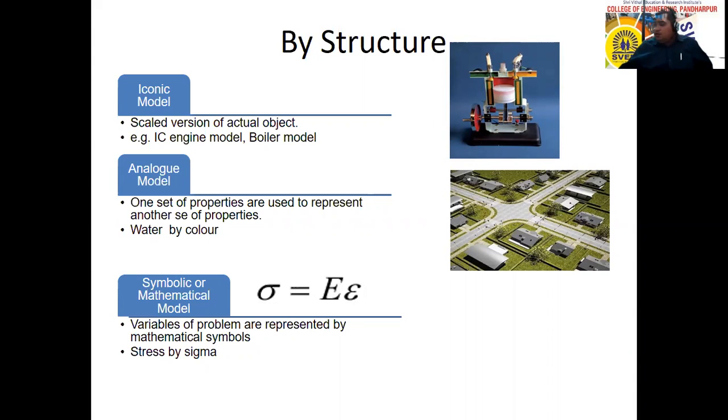Whatever we have to represent here: sigma is stress, epsilon is strain, and E is the elastic limit. That particular part is constant, that is universal. And what relation is shown here? Here the relation between sigma and epsilon is shown.